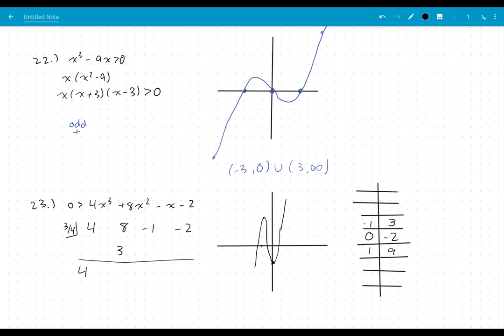4, 3, 11. 33/4. Yeah, that doesn't look like it's going to work at all. Did I plug in 1/4 correctly? 4, 1, 9, 9/4 minus 1 would be 5/4. And then 5/16. Nope, that doesn't work.